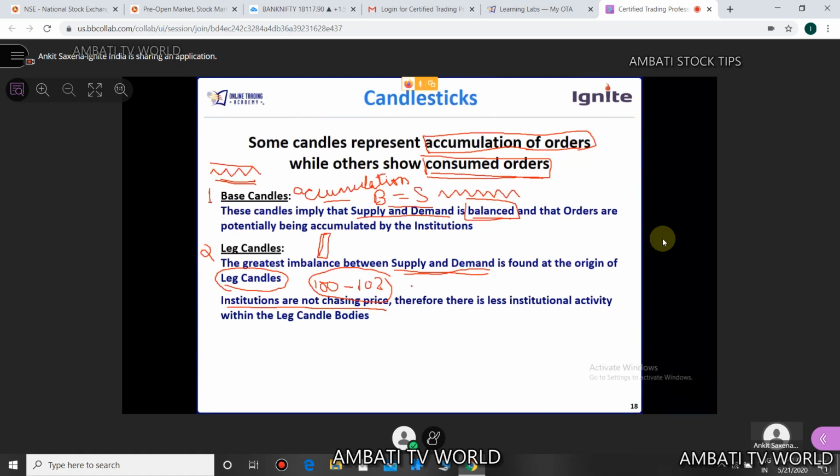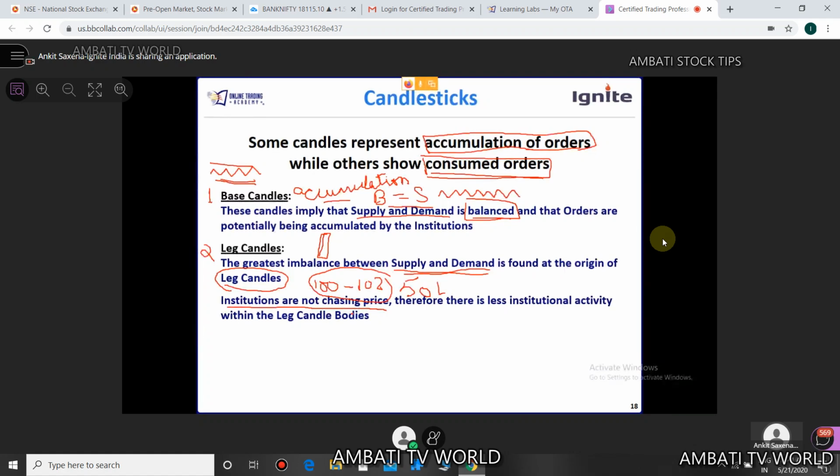the broker who's dealing with the FII order, the broker who's dealing with the institution order, has to buy 50 lakh quantity here. Do you think it's possible for the broker to get the entire 50 lakh quantity in this 2 rupee range? Do you think it's feasible? No, it's very difficult, right?